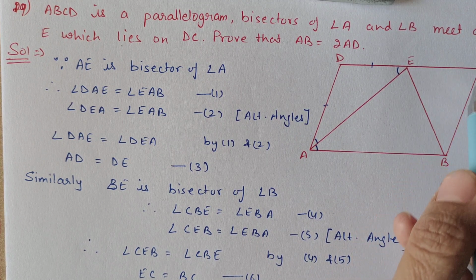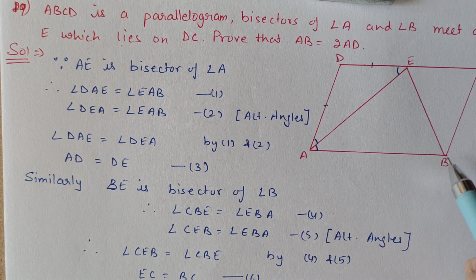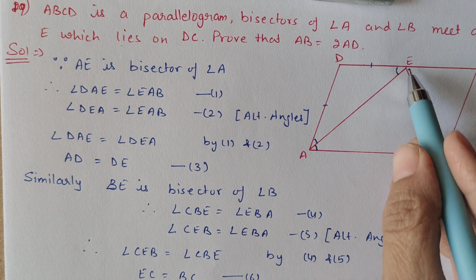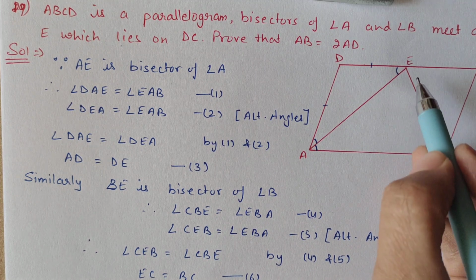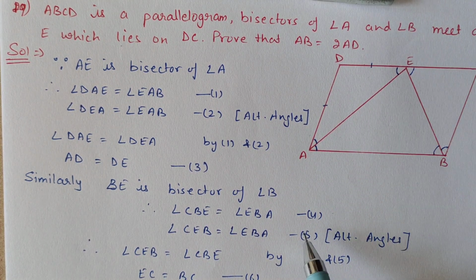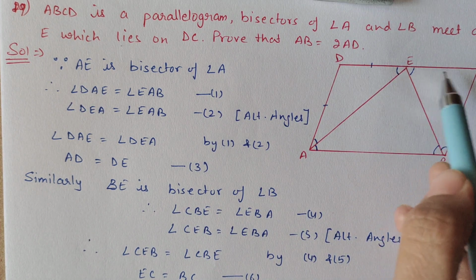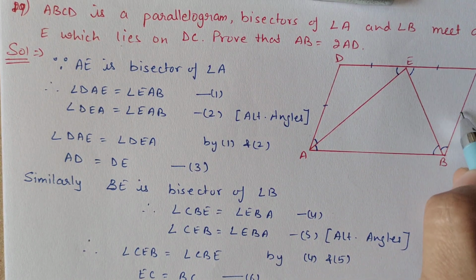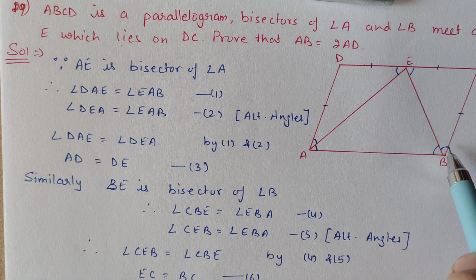Now we will come to this triangle and in the same way we will show here. First, because BE is the bisector of angle B, this angle CBE and angle EBA are equal to each other. These two are alternate angles, so these two also will be equal to each other. Now with the help of these two relations we can say angle CEB and angle CBE are equal. So these two sides are also equal. If corresponding angles are equal, then corresponding sides also will be equal.